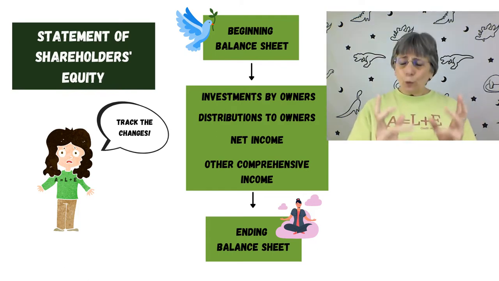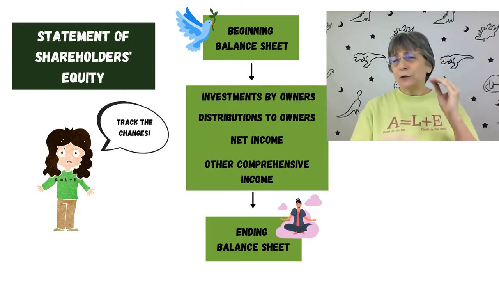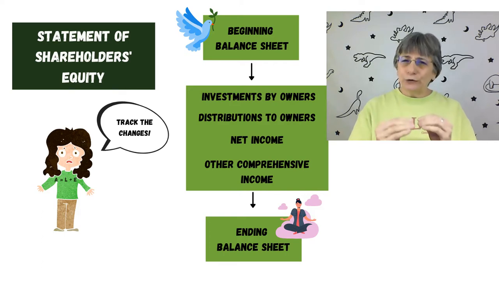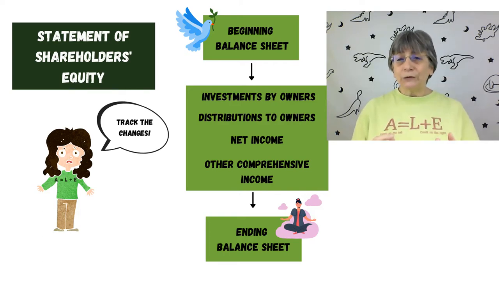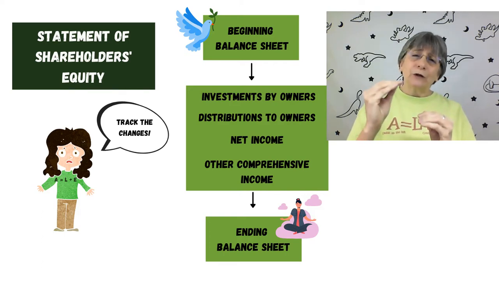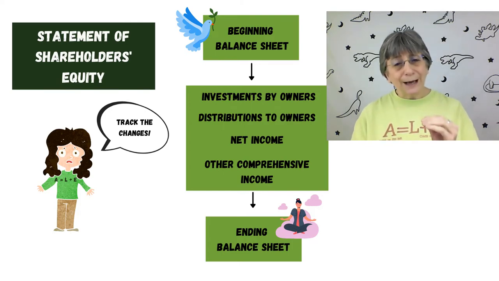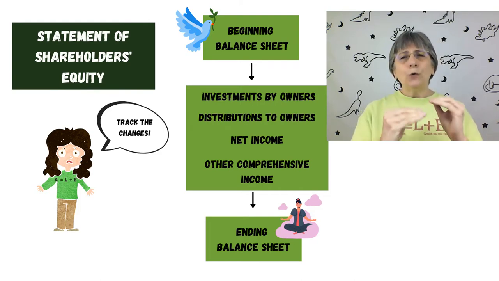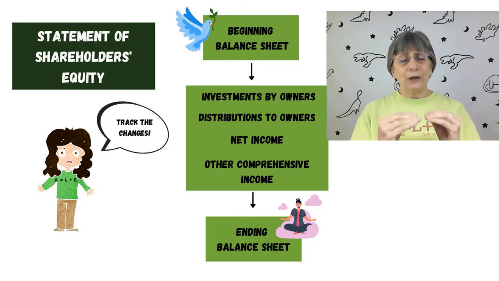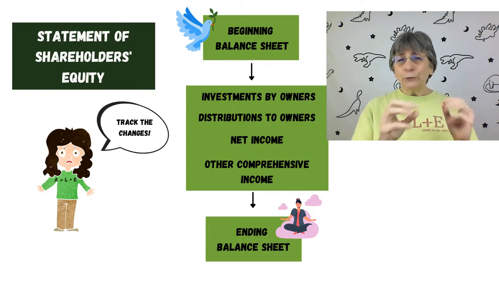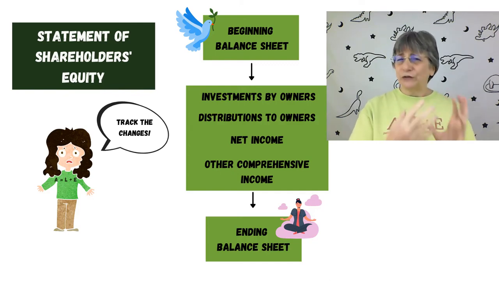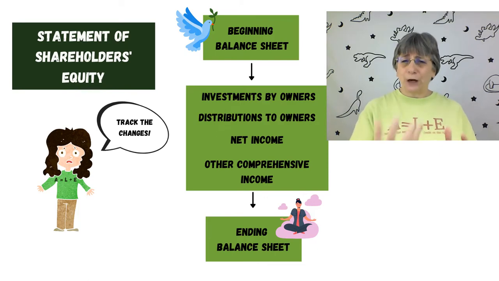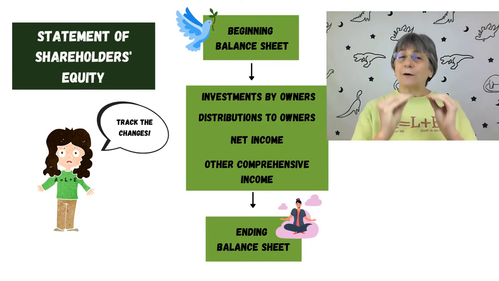But it is. So what a statement of shareholders' equity is doing is it is tracking the changes in shareholders' equity. So if you own a business, you want to know whether your equity is going up or your equity is going down. If you are a stockholder in a publicly traded business, you want to know what your share of the value is in that business. So what we're going to do with the statement of shareholders' equity or the statement of owner's equity, depending on the type of business, is we're going to track the changes.